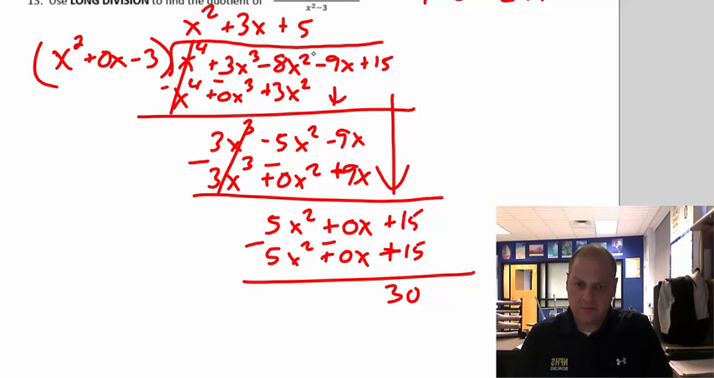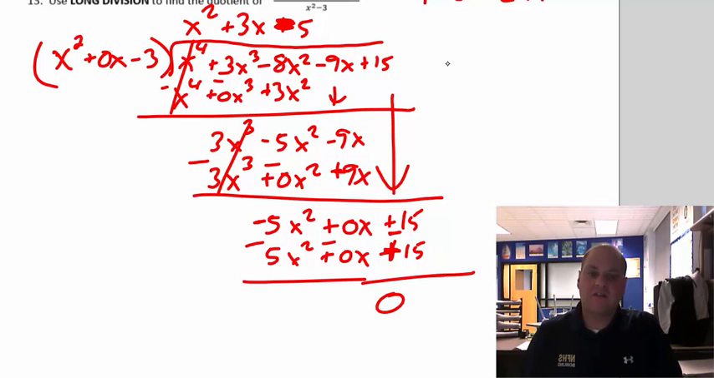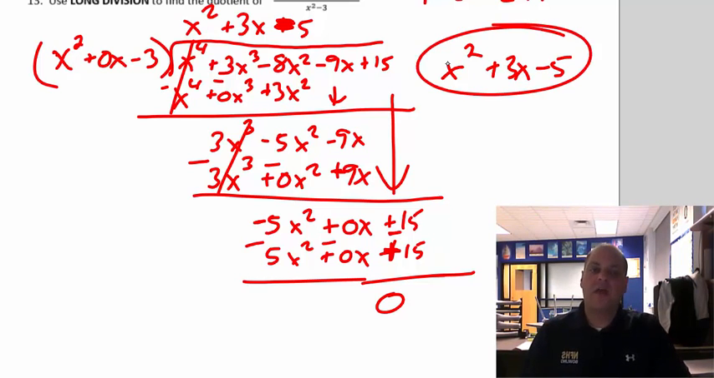Oh, wait, did I mess up? I might have messed up. Yes, I did. This is negative 5x squared. Sorry. Negative 5x squared makes this a negative 5. Sorry about that. Negative 5, so it's negative 5x squared. This is going to be plus 15, and then it becomes negative 15, and the remainder is 0. Sorry about that, guys. So it's x squared plus 3x minus 5. Hopefully you caught that before I did.